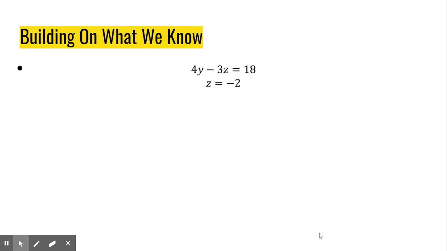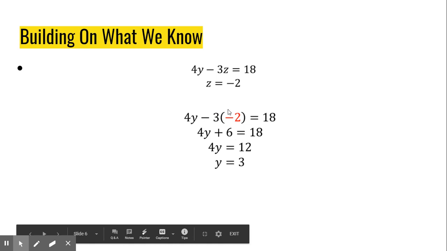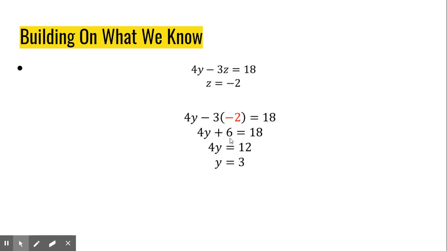Take a look at this system of 2 equations, and they share variables. Now we see that z is equal to -2. That means we can simply substitute -2 in for z and solve our equation. And if we multiply -3 times -2, we get +6. We subtract 6 from both sides.